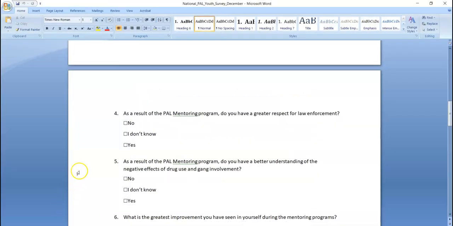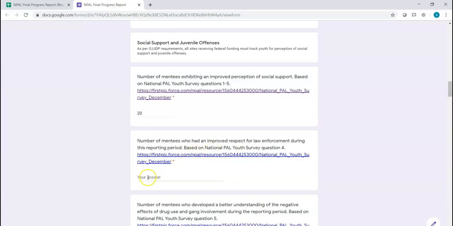So if I take a look at the survey again, question 4 right here: as a result of the PAL mentoring program, do you have a greater respect for law enforcement? And the options are no, don't know, and yes. For this particular question, you're going to report however many youth answered yes. So for me, I am going to put 18, just as an example here.